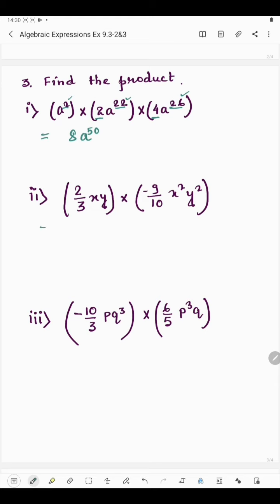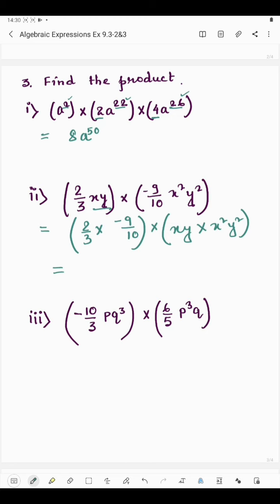Okay, now coming to second part. In the second part we have 2 by 3 xy multiplied by minus 9 by 10 x square y square. So here again we will multiply the numbers. So 2 by 3 multiplied by minus 9 by 10, and variable xy will be multiplied by x square y square. Okay, now here 2 1s are 2, 2 5s are 10, and 3 3s are 9. So here we have got minus 3 by 5.